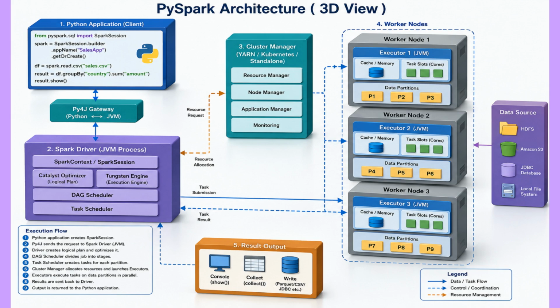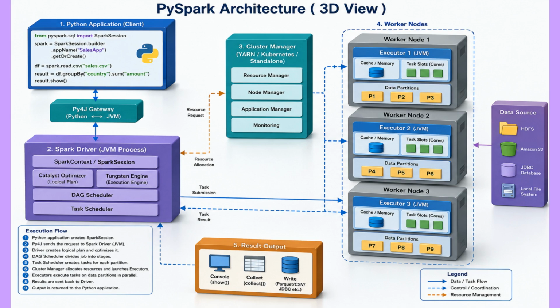Think of Py4J as a translator. The Python application sends requests through Py4J, and Spark's Java-based engine receives and processes those requests. Without Py4J, Python applications would not be able to interact with Spark's execution engine. After receiving the request, control moves to the Spark driver. Step 2. Spark driver. The Spark driver is the brain of the entire Spark application. It coordinates all processing activities and manages the execution lifecycle.